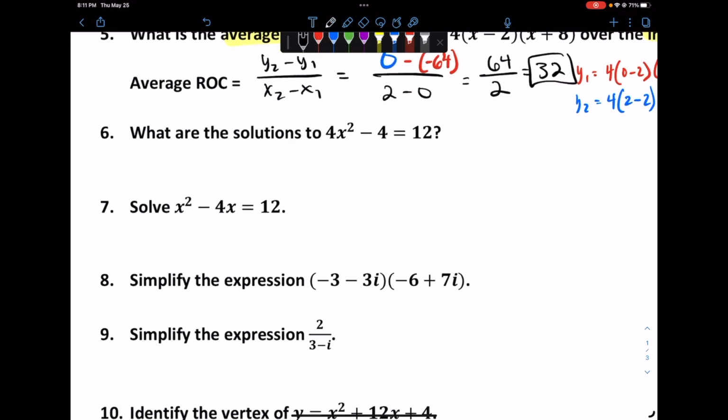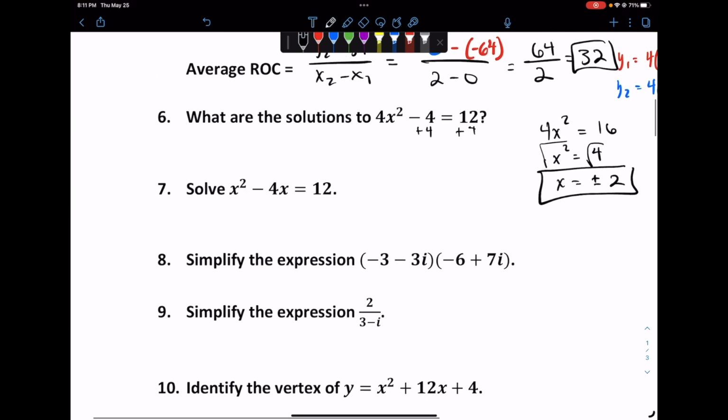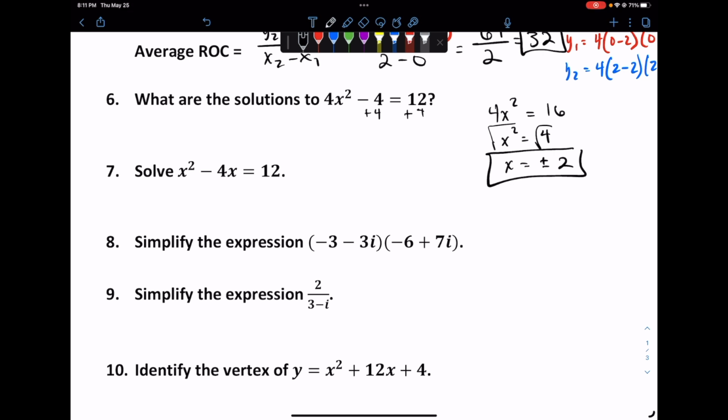Solutions. 2, 4x squared minus 4 equals 12. Well, I can add 4 to both sides. So I have 4x squared equals 16. Divide by 4, I got x squared equals 4. Take the square root from there. I got x equals plus or minus 2. Simple enough. Then number 7 is solve x squared minus 4x equals 12.